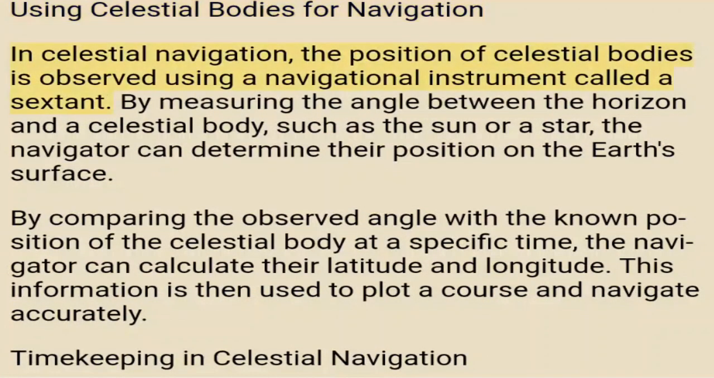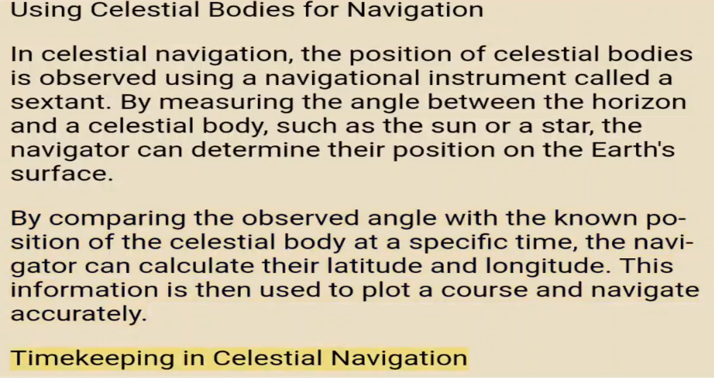In celestial navigation, the position of celestial bodies is observed using a navigational instrument called a sextant. By measuring the angle between the horizon and a celestial body, such as the Sun or a star, the navigator can determine their position on the Earth's surface. By comparing the observed angle with the known position of the celestial body at a specific time, the navigator can calculate their latitude and longitude. This information is then used to plot a course and navigate accurately.